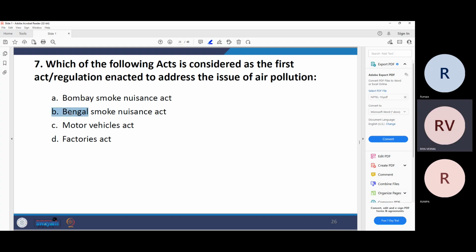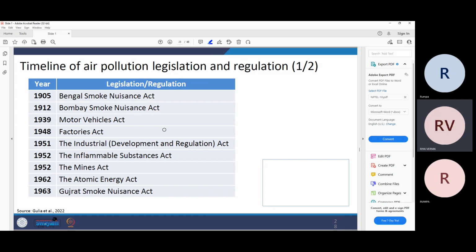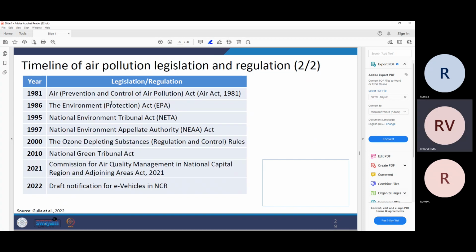This one, Bengal Smoke Nuisance Act. It was in 1905. And after that, in 1981, the national level act that was taken in the country, that is the Air (Prevention and Control of Pollution) Act in 1981. After that, we have the EPA, that was in 1986.